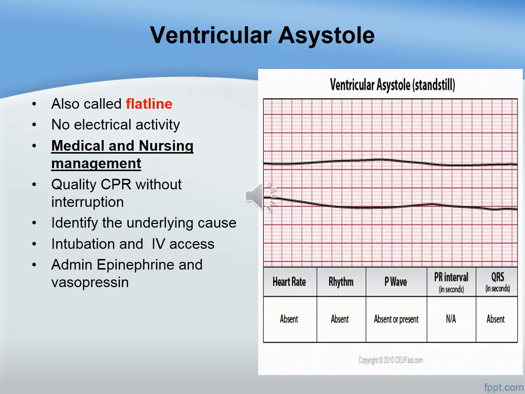While you are trying to figure out the underlying cause, the patient will need to be intubated. An IV should be obtained. Hopefully, if a patient has a history of cardiac issues, then they should already have an IV. But if not, we need an IV. All of this while performing CPR. The patient will need, again, epinephrine and repeated doses in 3 to 5 minute intervals. A dose or two of vasopressin may also be given.